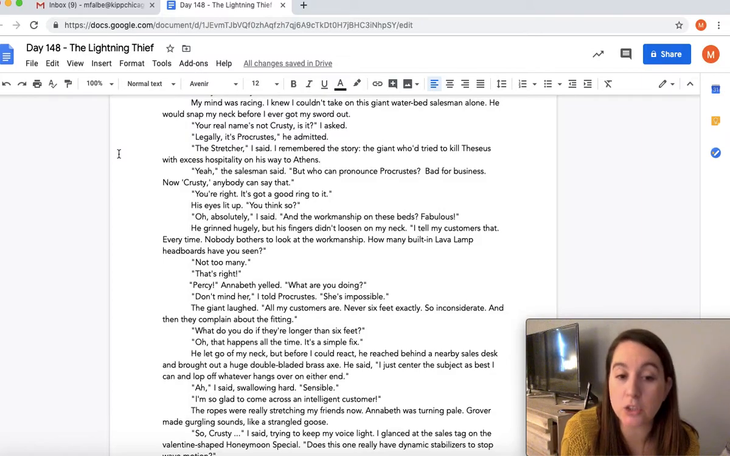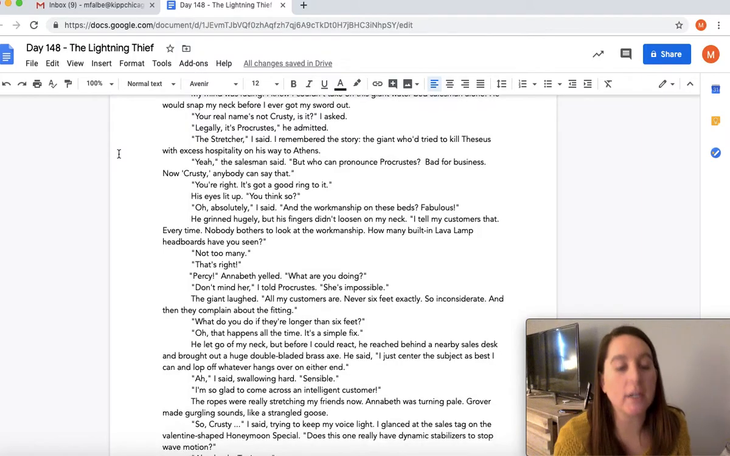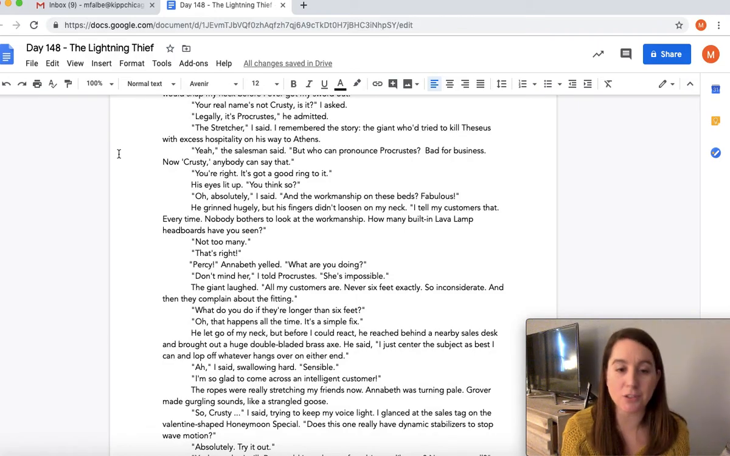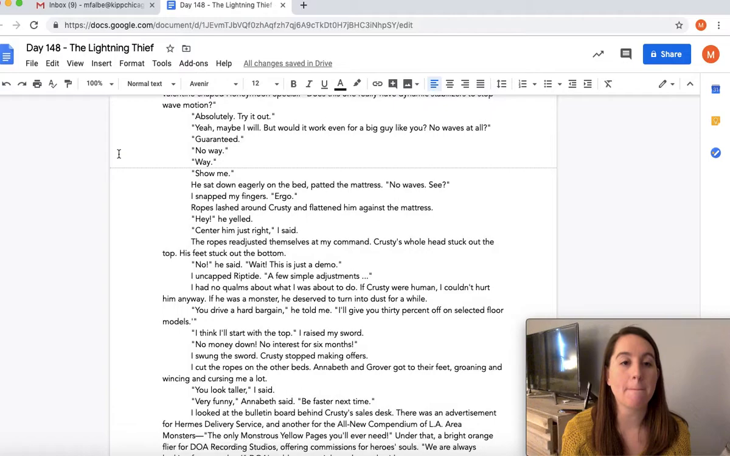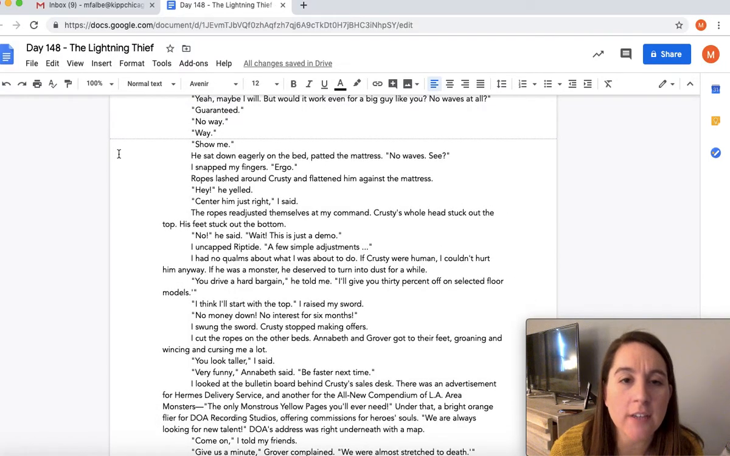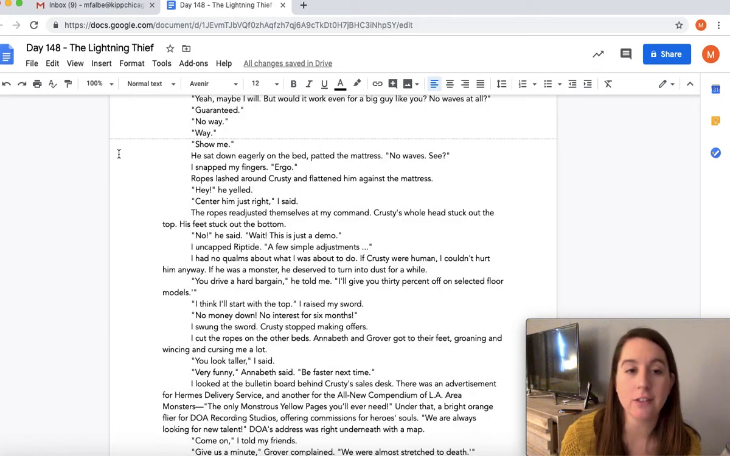The ropes were really stretching my friends now. Annabeth was turning pale. Grover made gurgling sounds, like a strangled goose. "So, Krusty," I said, trying to keep my voice light. I glanced at the sales tag on the Valentine-shaped honeymoon special. "Does this one really have dynamic stabilizers to stop wave motion?" "Absolutely. Try it out." "Yeah, maybe I will. Would it work, even for a big guy like you? No waves at all?" "Guaranteed." "No way." "Way." "Show me."